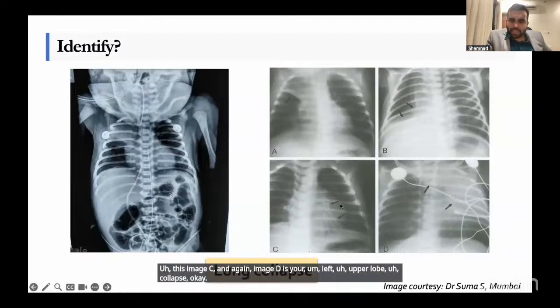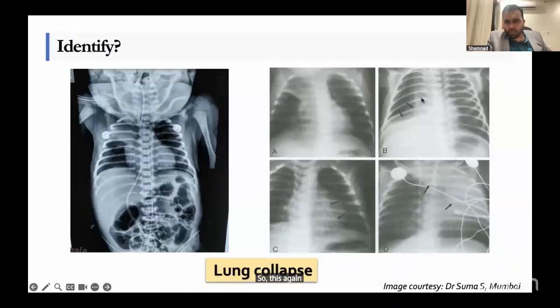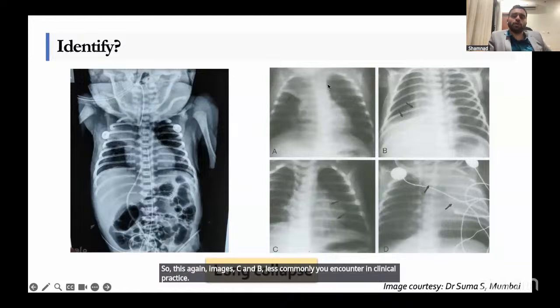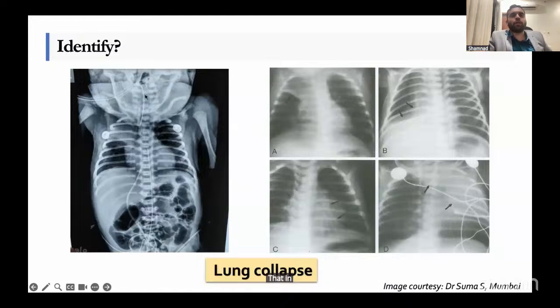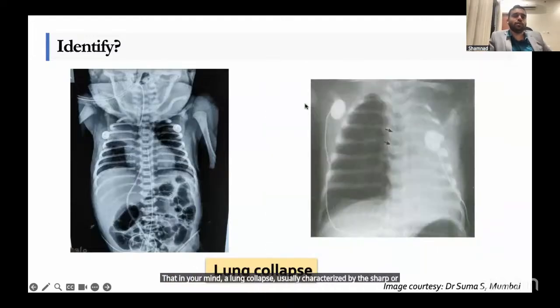Okay. So this again, images C and B, you less commonly encounter in clinical practice. At least image A, keep a photo of that in your mind. A lung collapse, usually characterized by the sharp or crisp inferior margin.